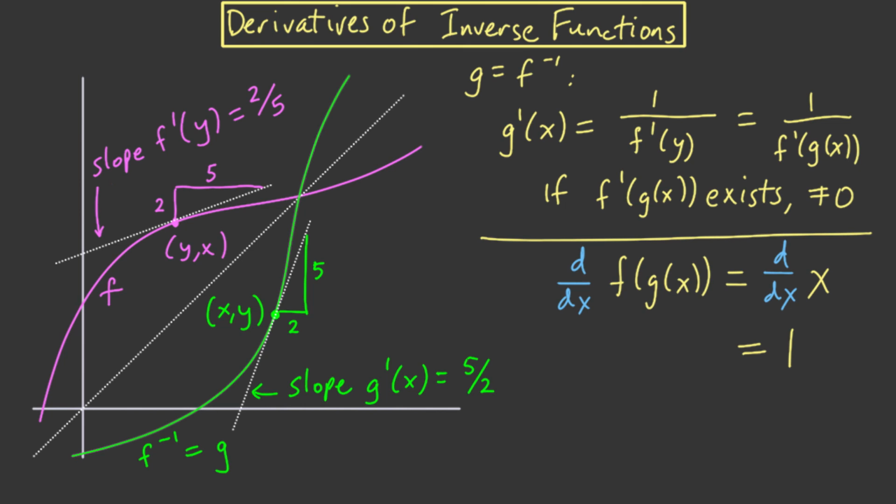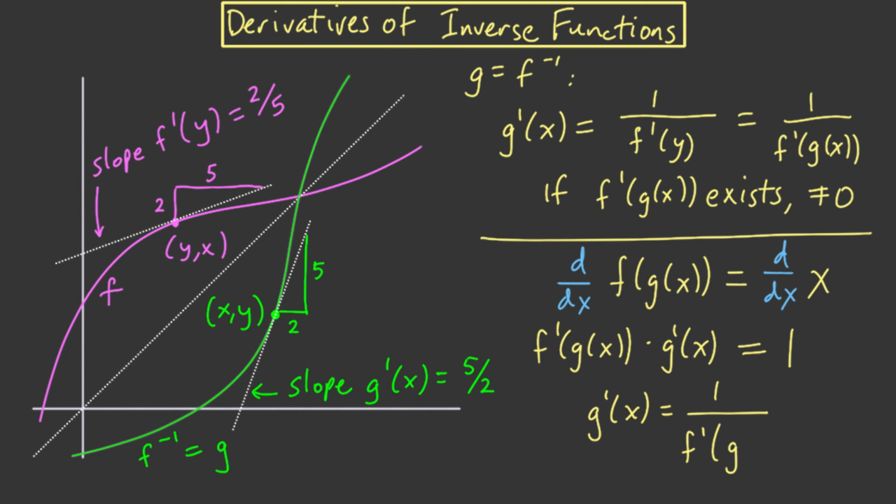Now, we're presuming that f and g are differentiable here. But assuming that, we get the derivative of the outer function applied to the inner, and that's f prime of g of x, times the derivative of the inner function, g prime of x. And then, if you solve for g prime of x, you get 1 over f prime of g of x. Exactly what we got before. Hooray!